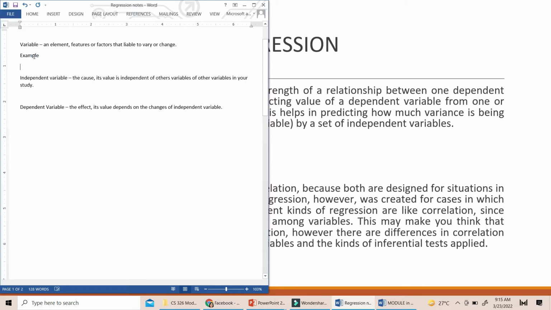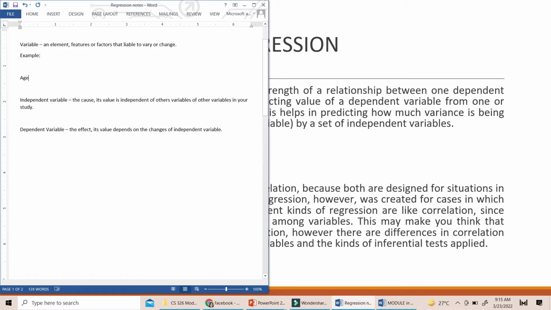So we have age, which can vary. We have sex, and let's say the amount of sleep. Gender is also one example of a variable. There are a lot of examples of variables. These are the most common variables, which deal with the profile of a person or a thing or an element, for example age, sex, or amount of sleep.